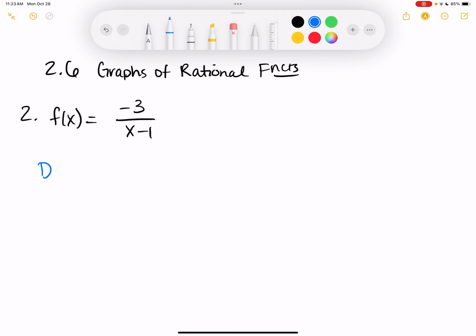So to find the domain of something like this, I need to set the denominator equal to 0 and solve, because obviously that's what's going to cause the problem. Everything else will be part of the domain. So x minus 1 equals 0. So at x equals 1, there's a problem. So my domain is going to be from negative infinity to 1, not including 1, union 1 to infinity.